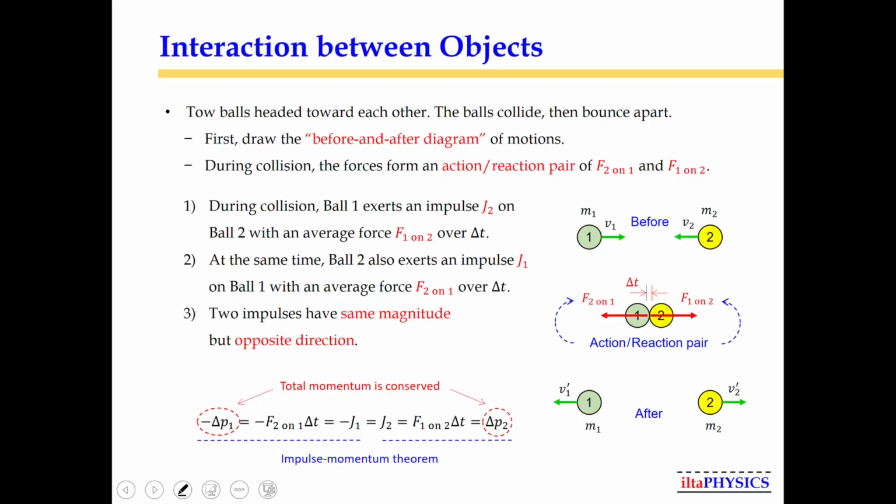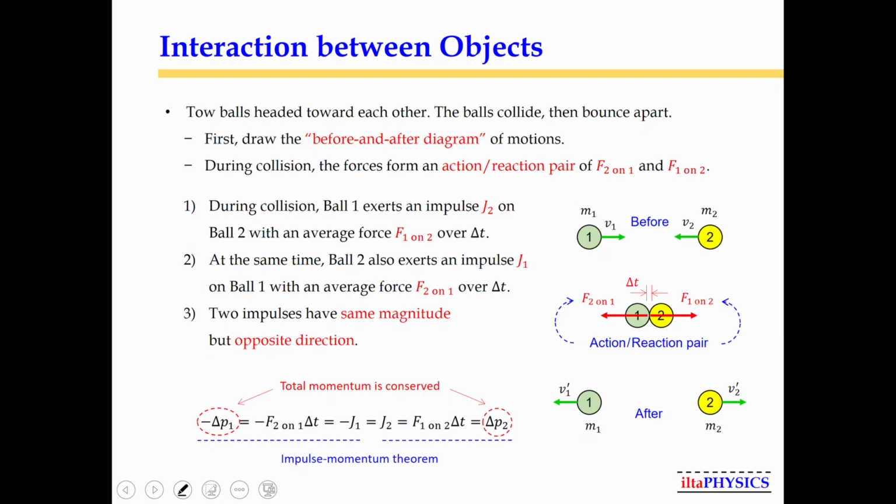Let's imagine two balls moving toward each other, as shown in the diagram on the right. The two balls collide, and due to the impulsive force of that collision, they bounce off and move away in opposite directions. Now, let's analyze the change in momentum for each ball before and after the collision.